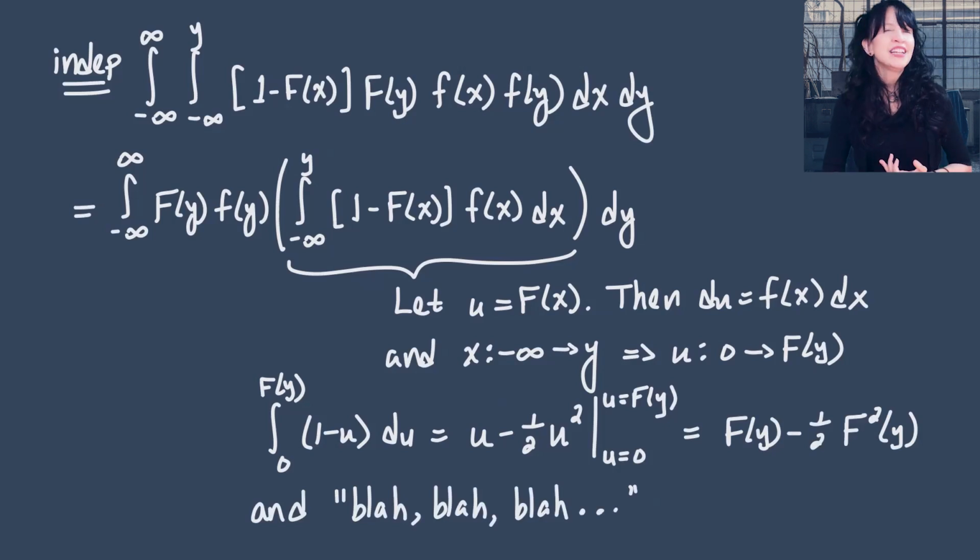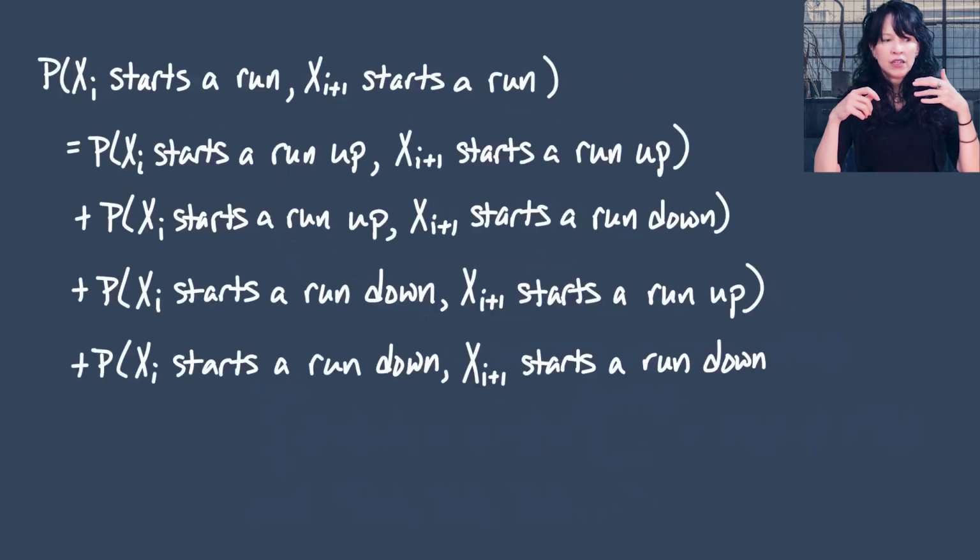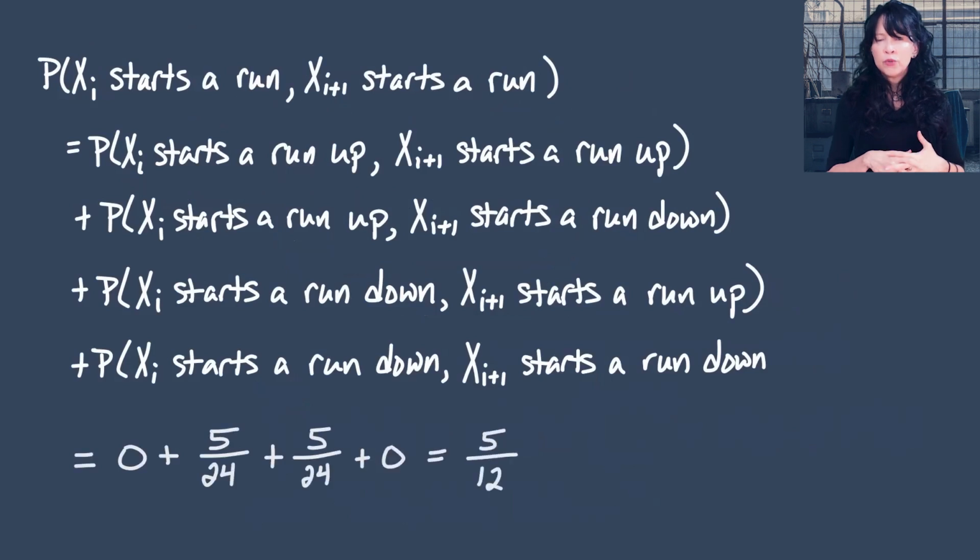The probability that x sub i starts a run and x sub i plus 1 starts a run, we broke down in 4 ways: up up, up down, down up, down down. We noted that 2 of them were 0, and the other 2, one of them we just computed, is 5/24. When you add these all together, you get 5/12.